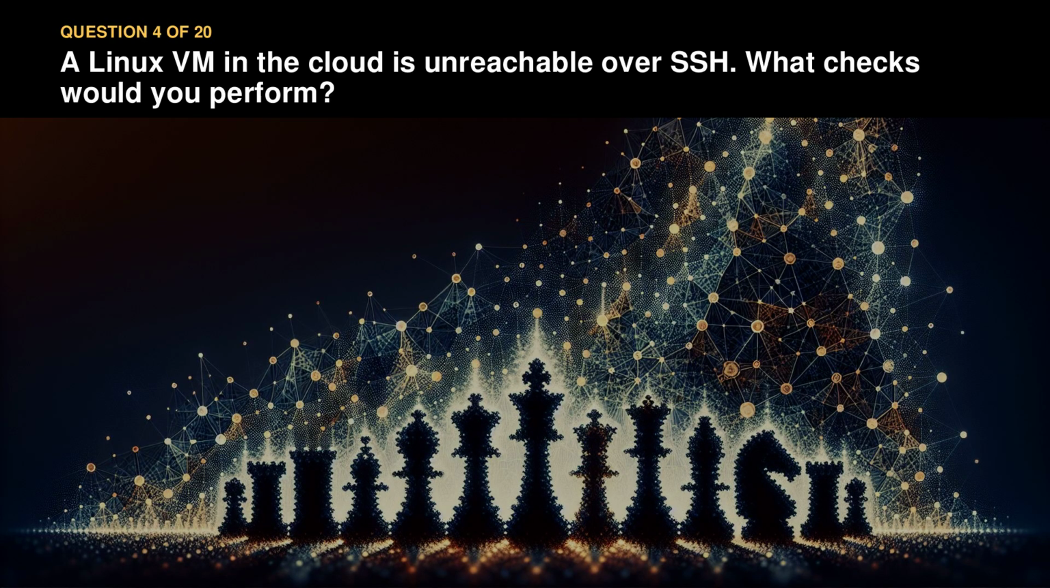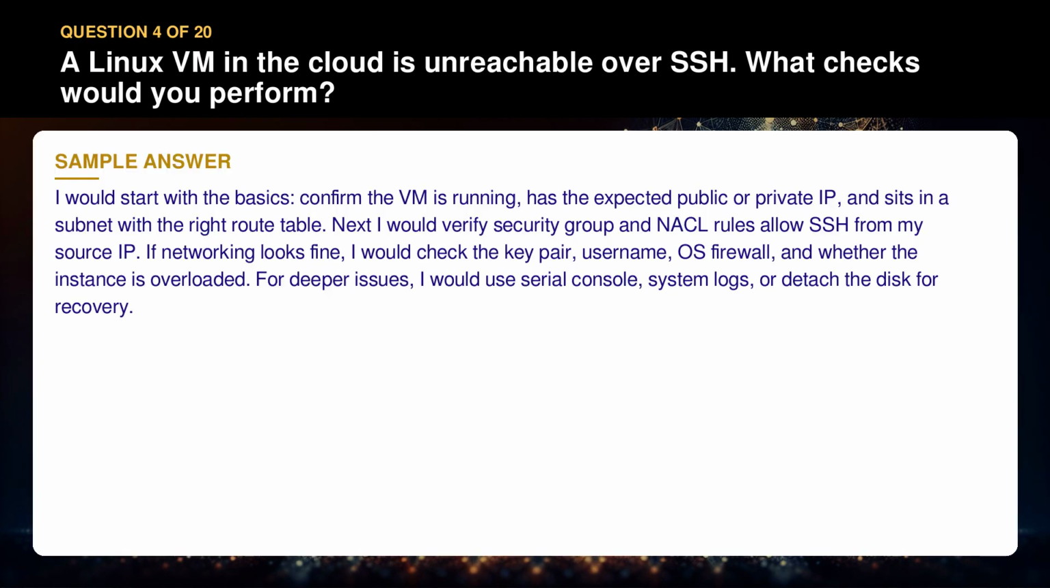Question 4. A Linux VM in the cloud is unreachable over SSH. What checks would you perform? I would start with the basics. Confirm the VM is running, has the expected public or private IP, and sits in a subnet with the right route table. Next, I would verify security group and NACL rules allow SSH from my source IP.